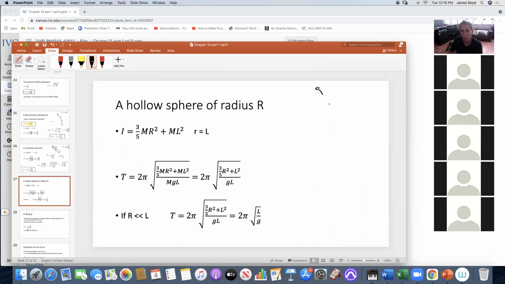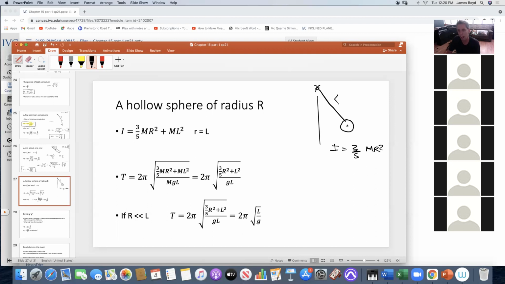So how about for a hollow sphere? You might say, for a hollow sphere, I'm just going to treat it like a simple pendulum, and this distance is L. But you can't, because about an axis through its center, a hollow sphere has I of 2/3 m r squared. But it's not rotating about its center.